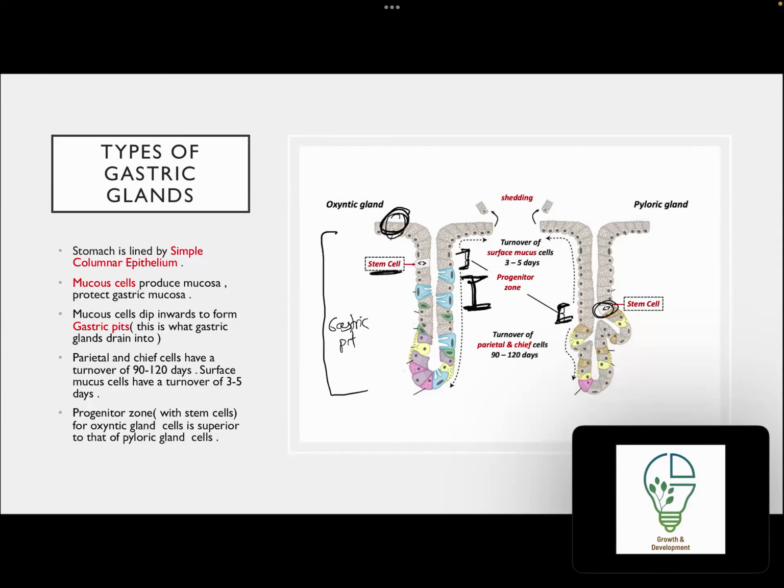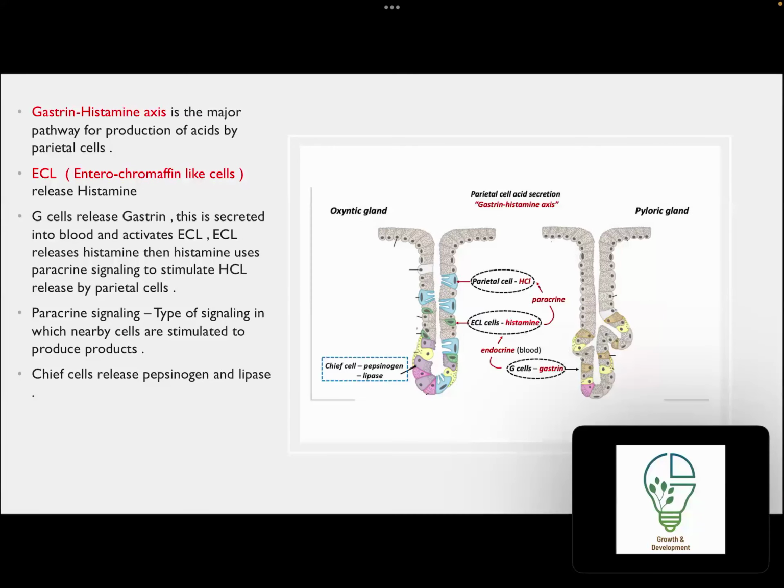I noticed Dr. Abdul Jabbar explained all of these concepts on one slide. However, I tried to break it down into different slides because I feel like it's less hectic that way. So let's move to the next slide.